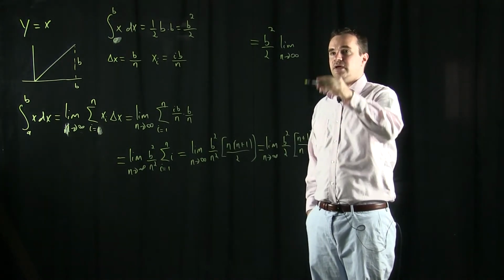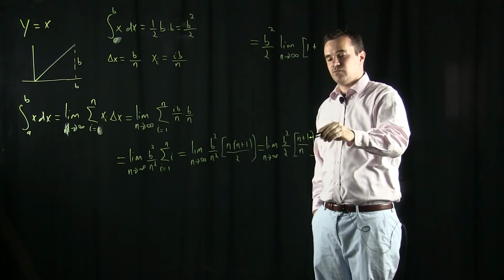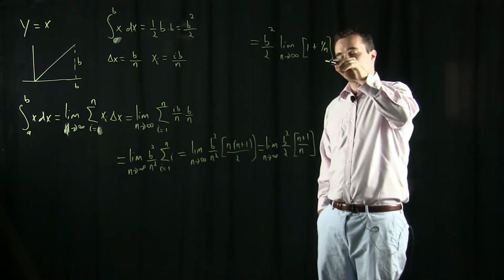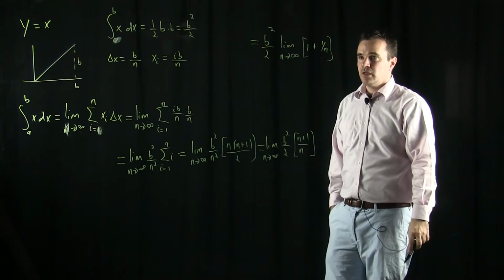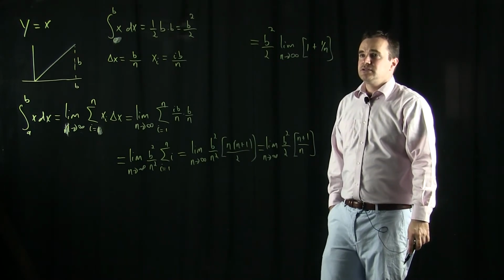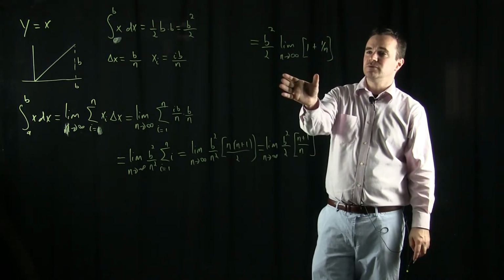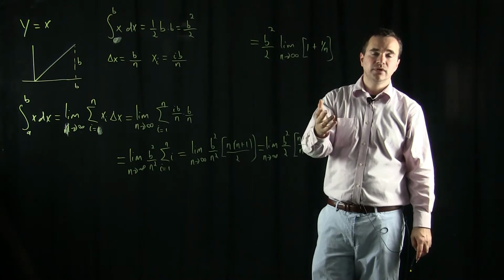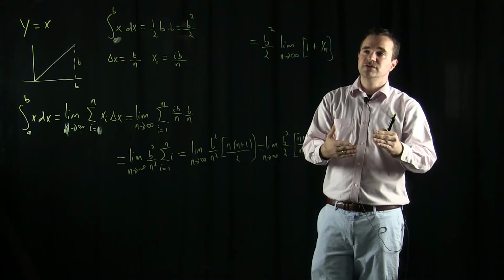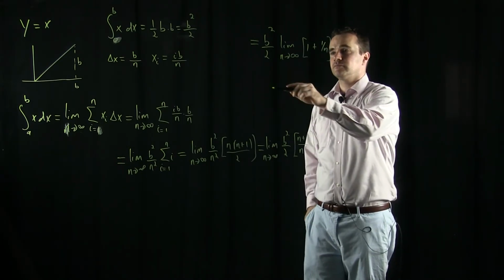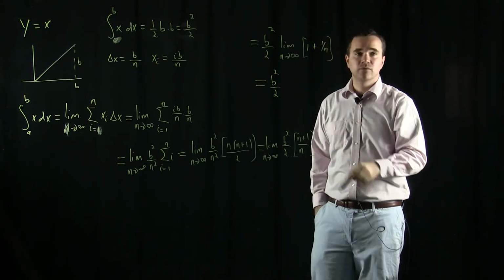And I'm going to rewrite that. n plus 1 over n is the same thing as n over n, which is 1, plus 1 over n. And so what's this limit? Well, the limit law says this is the limit of 1, which is just equal to 1, plus the limit of 1 over n as n goes to infinity. n's getting huge, 1 over n is getting infinitely small. That limit is 0. So I end up with nothing but b squared over 2 times the number 1.